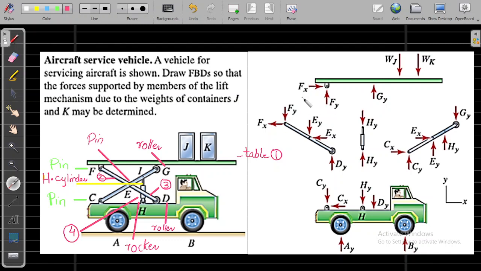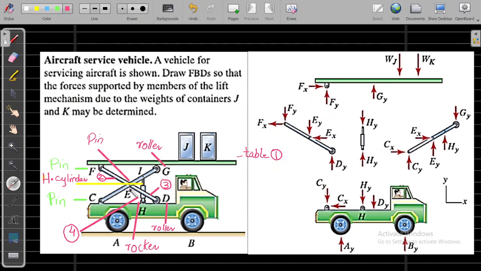Because the system has to be in equilibrium, and for this action there is this reaction, thus maintaining the equilibrium conditions. So it is mandatory that the direction has to be opposite. You cannot take the same direction here, otherwise your FBD will be wrong, because the system will then not be in equilibrium. Very important point.